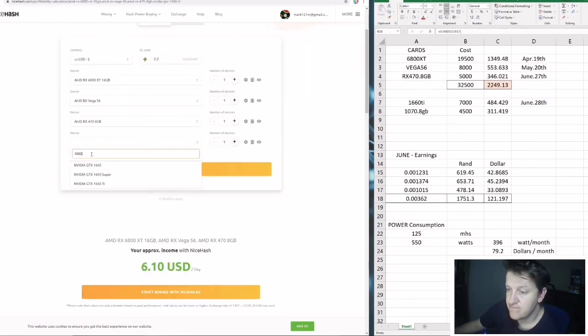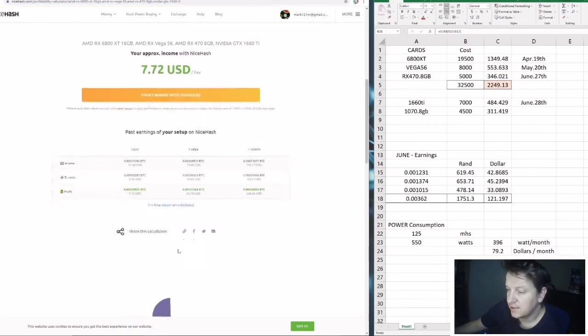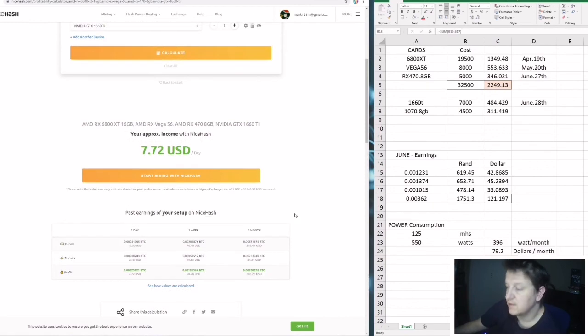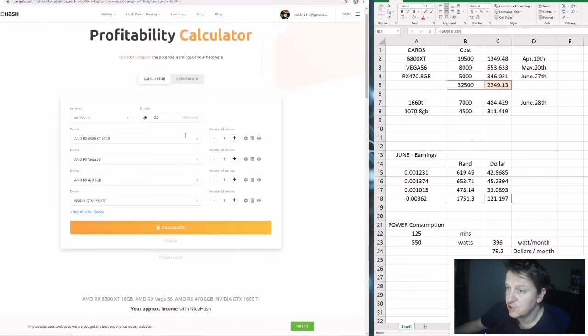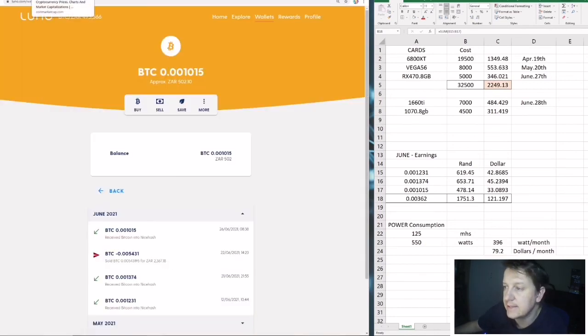What will happen if I'm adding a 1660 Ti to the calculator? From $6.16 to $7.72. I will accept that. Thank you, I love that very much. Just got to keep expanding. Expand more, get more cards, upgrade the systems. We'll get into it slowly but surely.